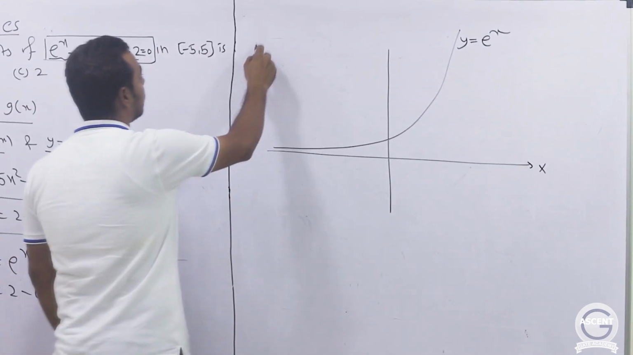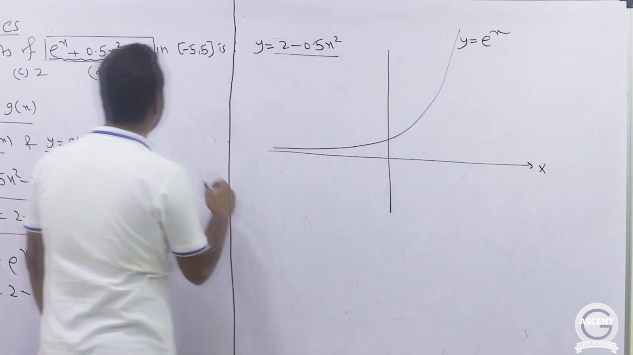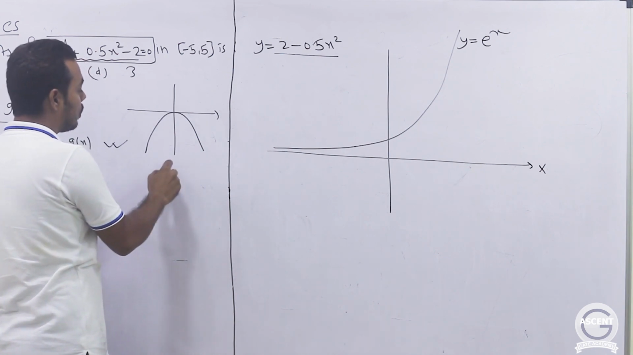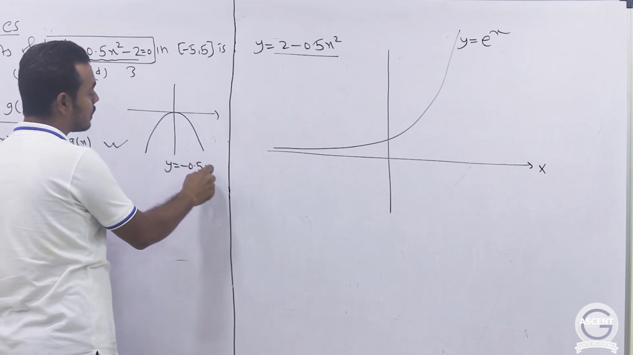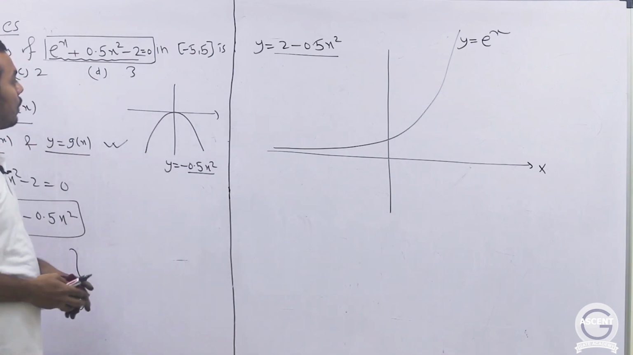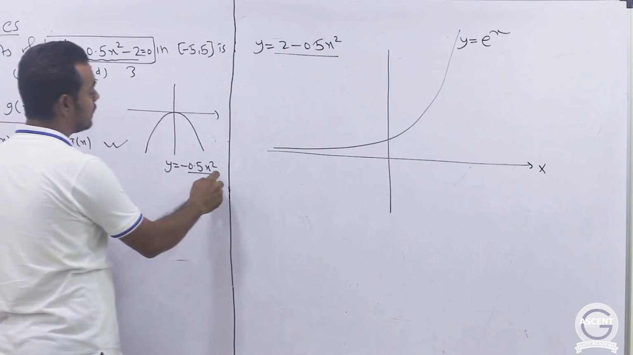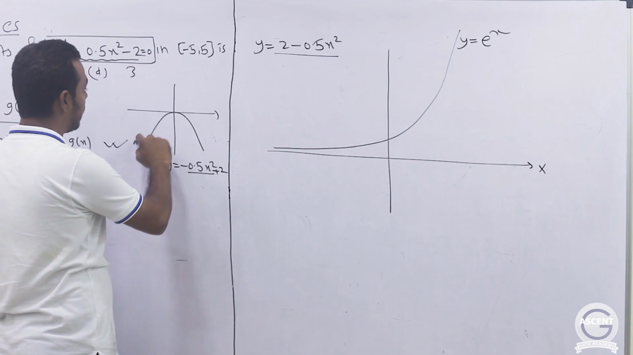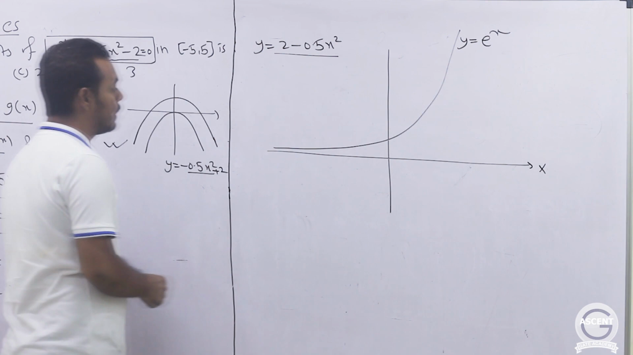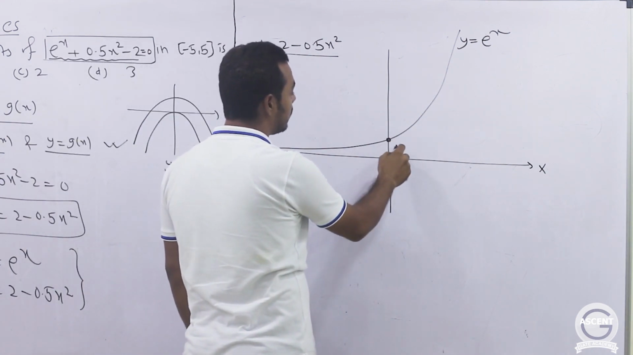Now this is a very important part: the graph of the function y equals 2 minus 0.5 x square. Remember that the graph of minus x square is a downward parabola. So the graph of minus 0.5 x square will also have a similar nature, so it will be a downward parabola. Now if I want to draw the graph of y equals 2 minus 0.5 x square, this means I have to add 2 here, which means we have to shift this graph by 2 units towards the positive y axis.